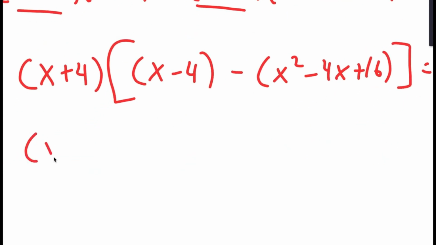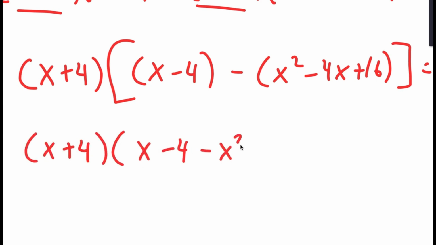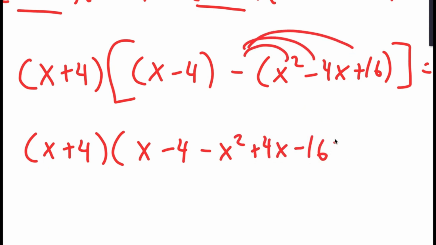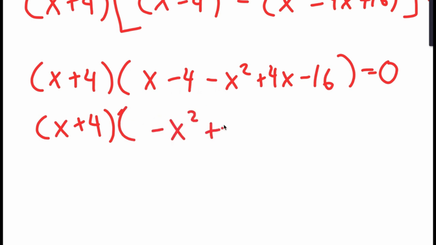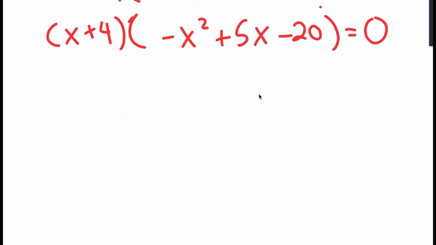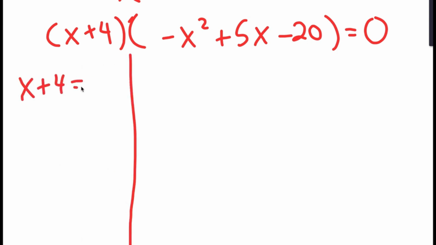Now from here, this is equal to x plus 4 times x minus 4 minus x squared plus 4x minus 16. I just distribute the negative sign, and this is equal to 0. And let's simplify this even more. I get x plus 4 times negative x squared plus 5x minus 20 is equal to 0. So I get two equations from this. I get x plus 4 equals 0, and negative x squared plus 5x minus 20 is equal to 0.